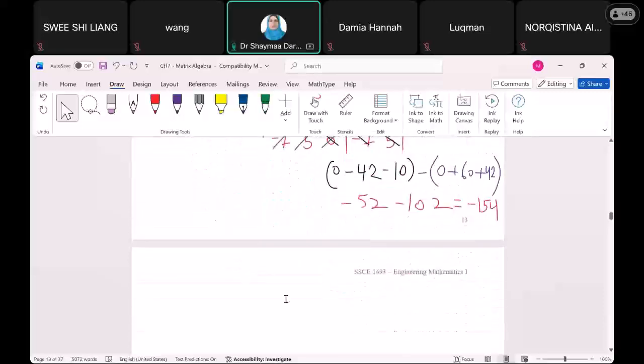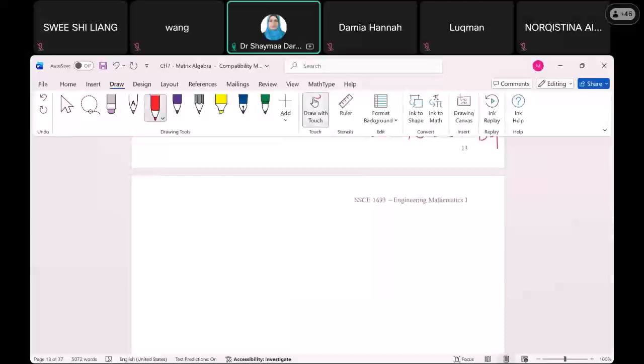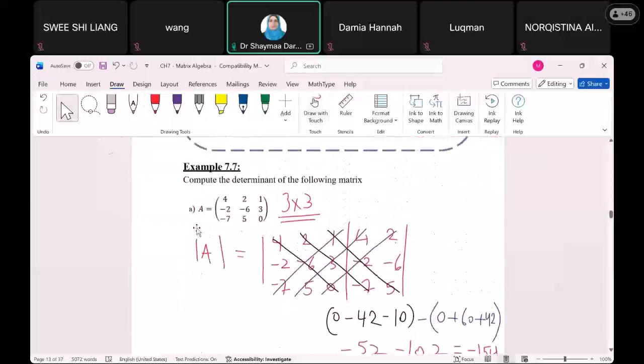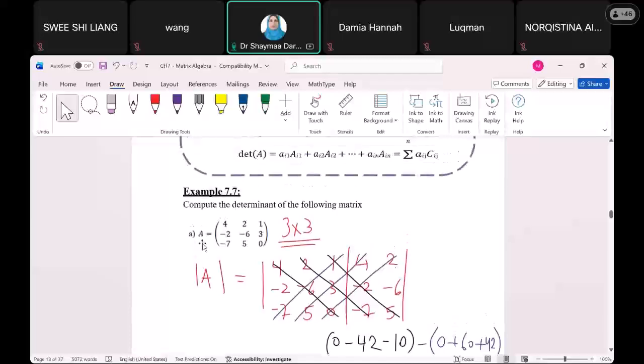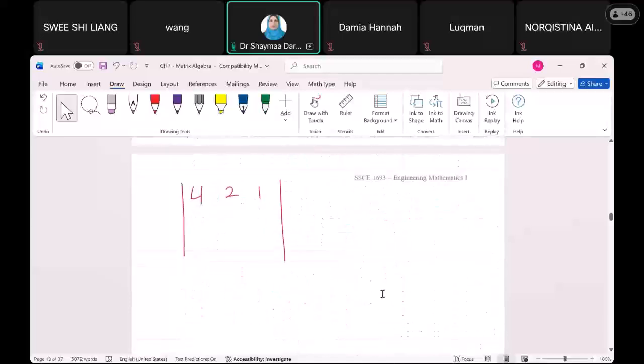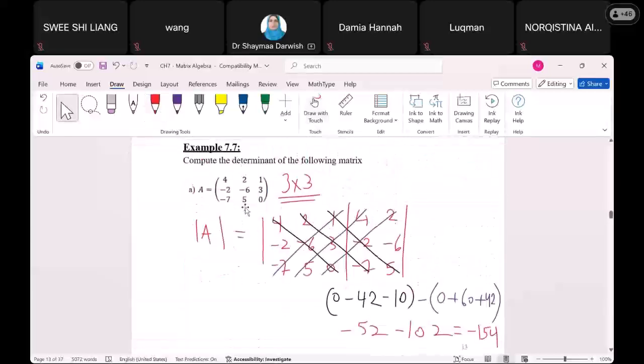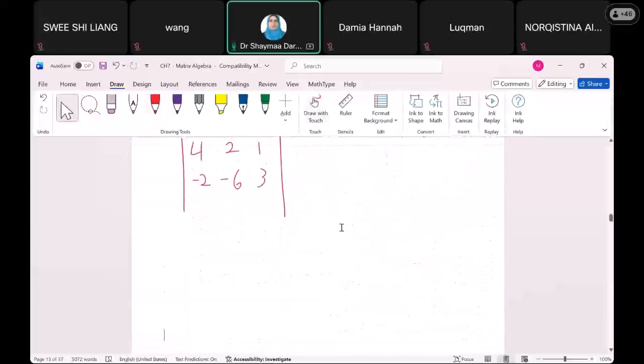The matrix is 4, 2, 1; then 2, minus 6, 3; and the third row, 3, minus 7, 5, 0. I need to find the determinant.